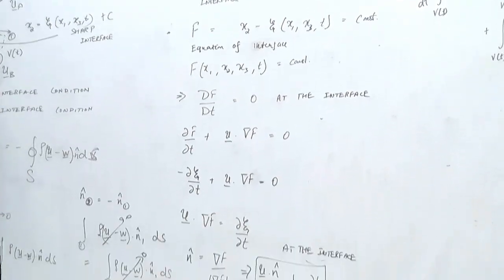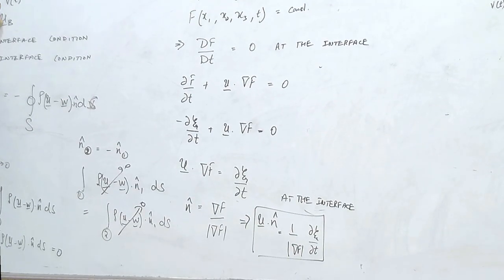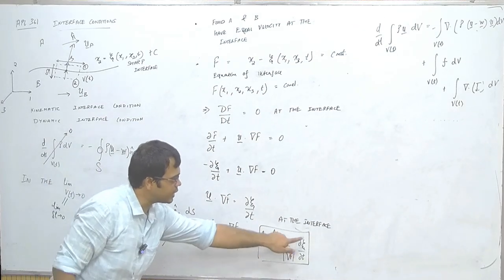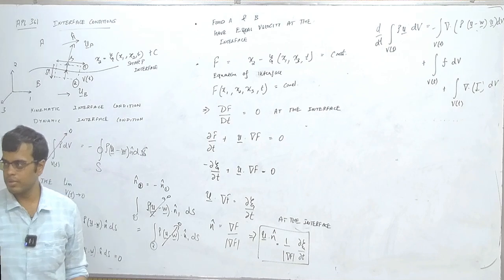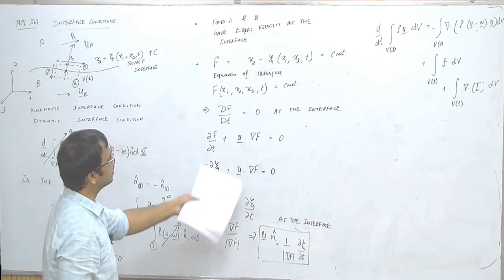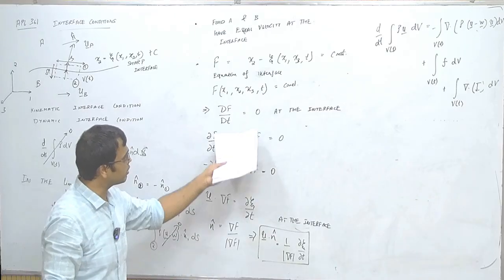So, the normal velocity of fluid A and the normal velocity of fluid B at the interface are equal and they are equal to this. And tangential velocities are also equal, but what are they equal to? That is decided by the problem. We cannot derive anything from here.